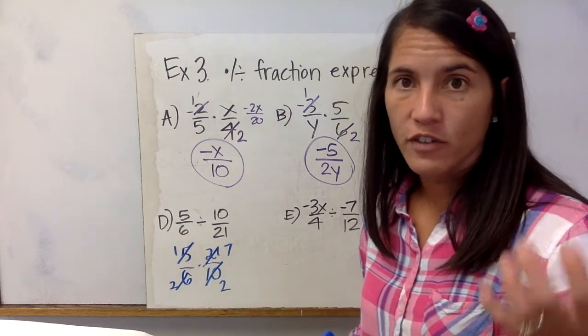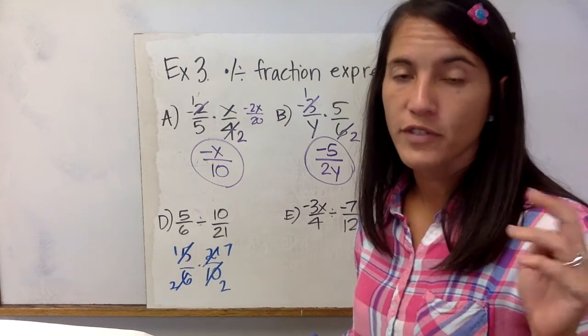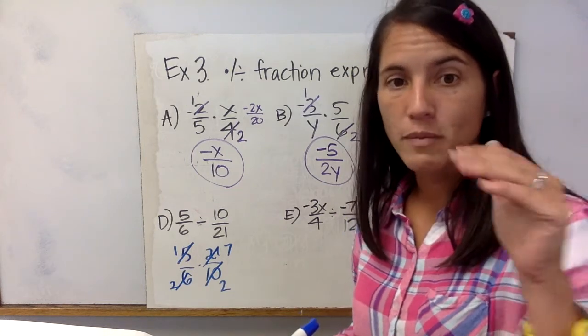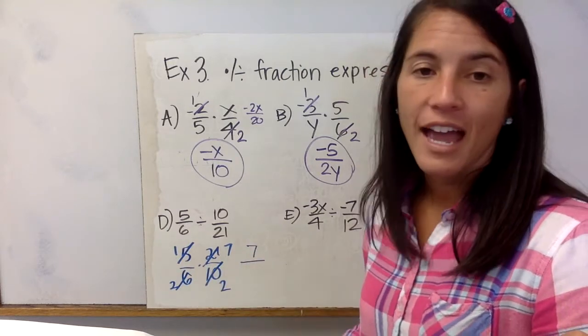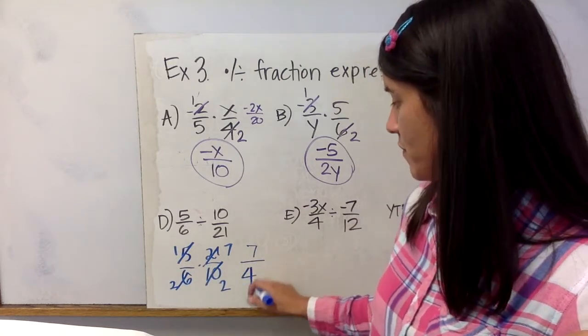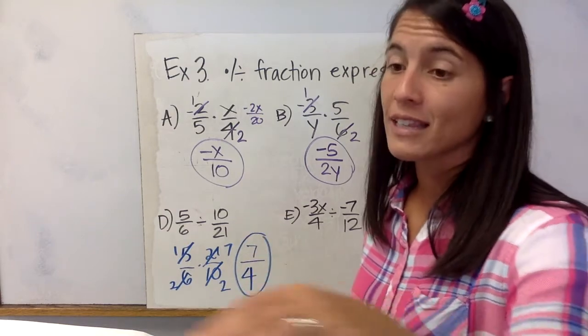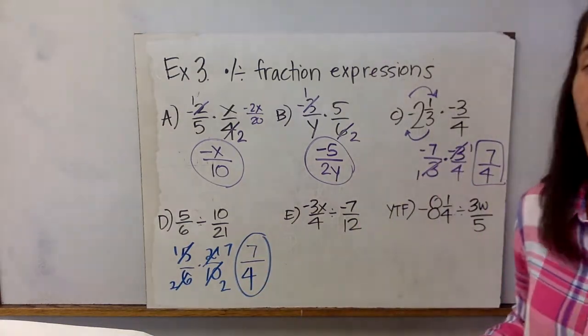Once you've seen all of the cross simplification that you can do and you've divided out anything they have in common, then you can multiply across. 1 times 7 is 7. And 2 times 2 is 4. And then you can leave it 7/4. There's nothing wrong with leaving it 7/4.